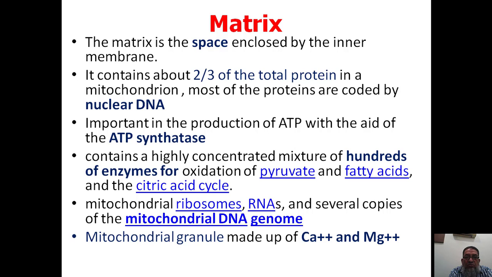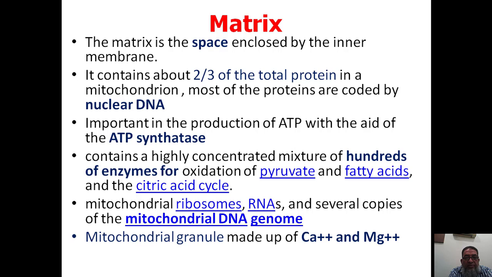So, आप सब जानते हैं कि citric acid cycle and beta oxidation are the two key processes जो कि mitochondrial matrix में present हैं, and they require enzymes, and these enzymes are freely present within the matrix.